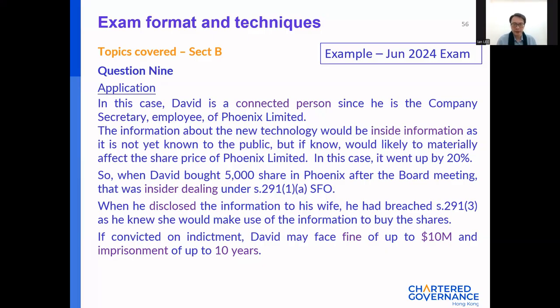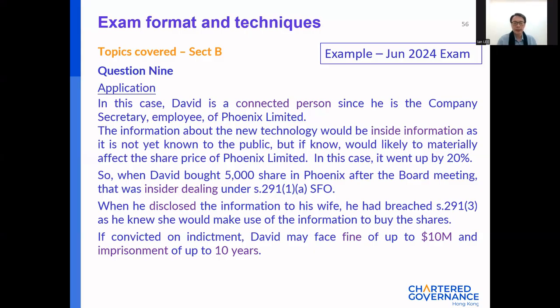Okay, so that's offense number one. When he disclosed information to his wife, he has breached subsection 3 as he knew she would make use of the information to buy shares. So the wife obviously knew her husband David works at the listed company and possessed the information of that. But more importantly, David, as an employee of a listed company, has a responsibility not to disclose the inside information.